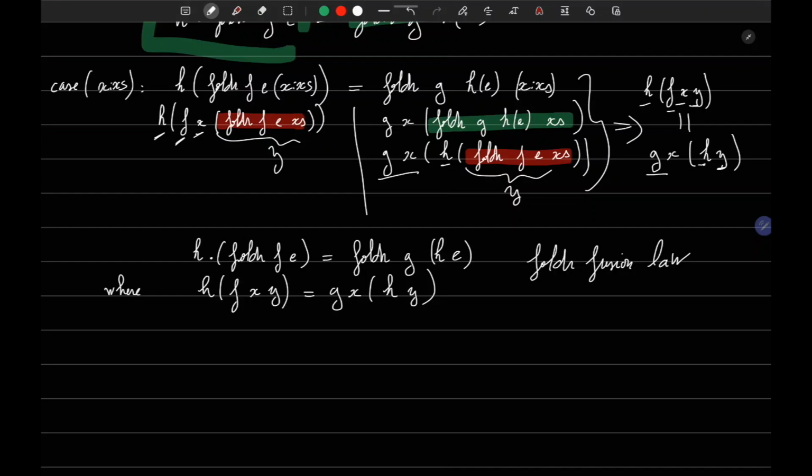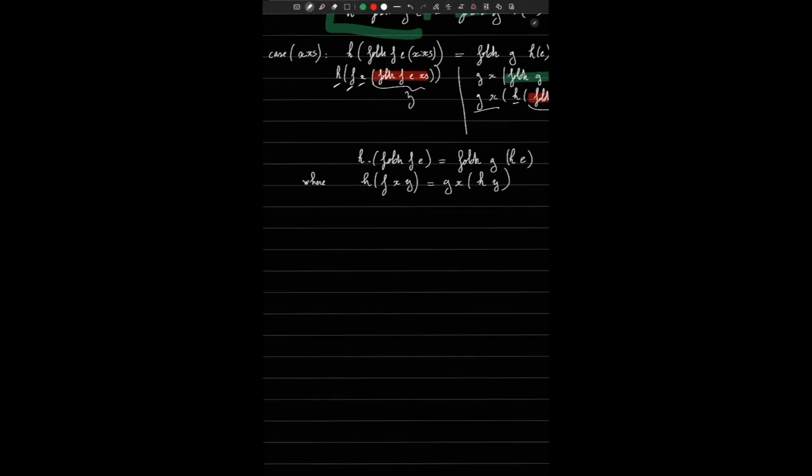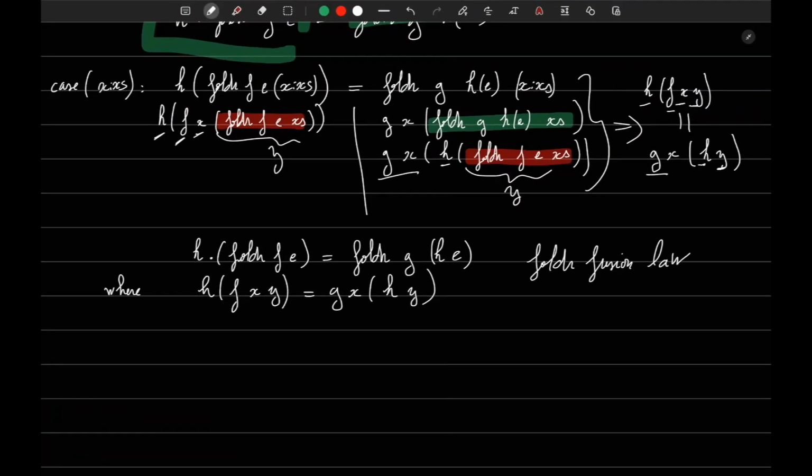So now that we proved this law and we've extracted its properties, let us actually use it in a more practical context. So basically, this allows us to fuse computations. So instead of composing a function with a fold, we can basically do that in one step with only one fold.